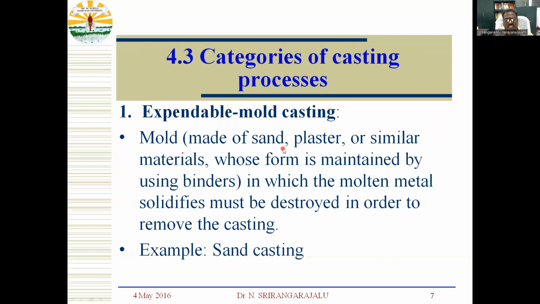So, categories of casting processes: expendable mold casting. The mold is made of sand, plaster, or similar materials whose form is maintained by using binders, and the mold in which the molten metal solidifies must be destroyed in order to remove the casting. For example, the sand casting method.